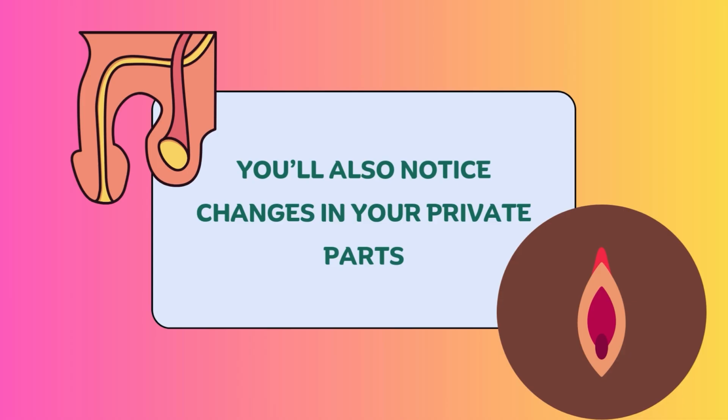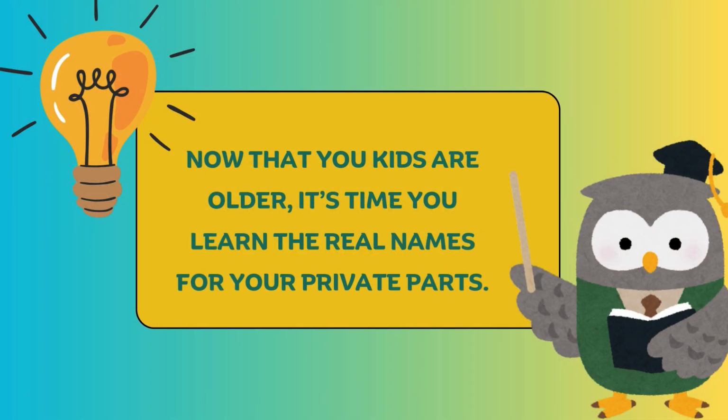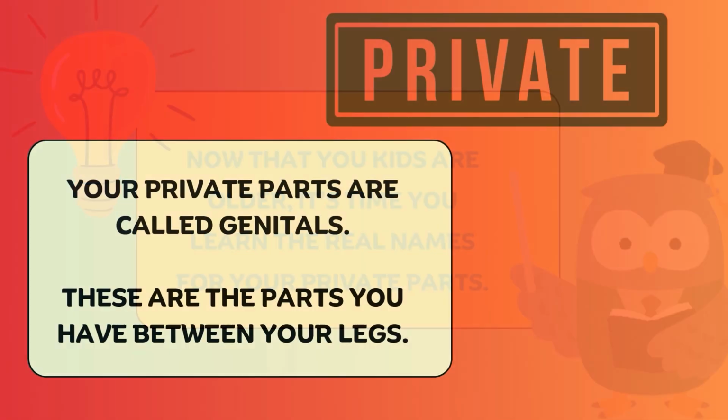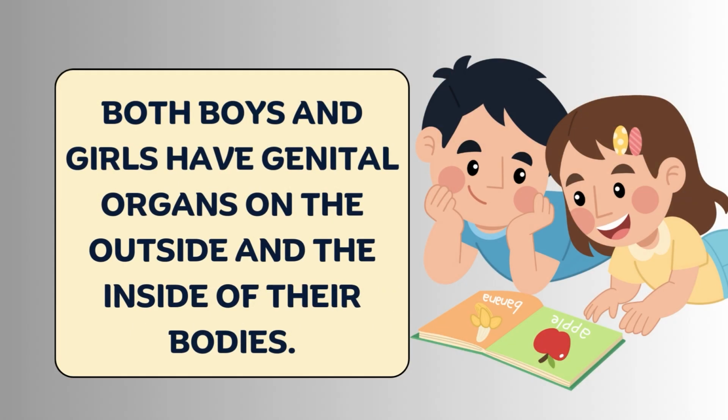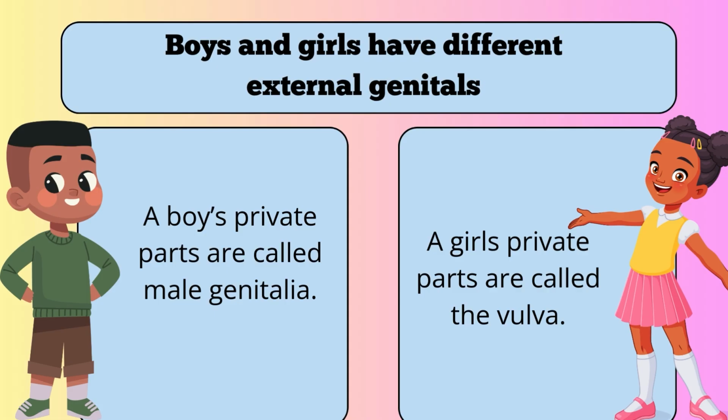You will start to notice changes in many parts of your body, including your private parts. Now that you kids are older, it is time you learn the real names for your private parts. Your private parts are called genitals. These are the parts you have between your legs. Both boys and girls have genital organs on the outside and the inside of their bodies. Boys and girls have different genitals.